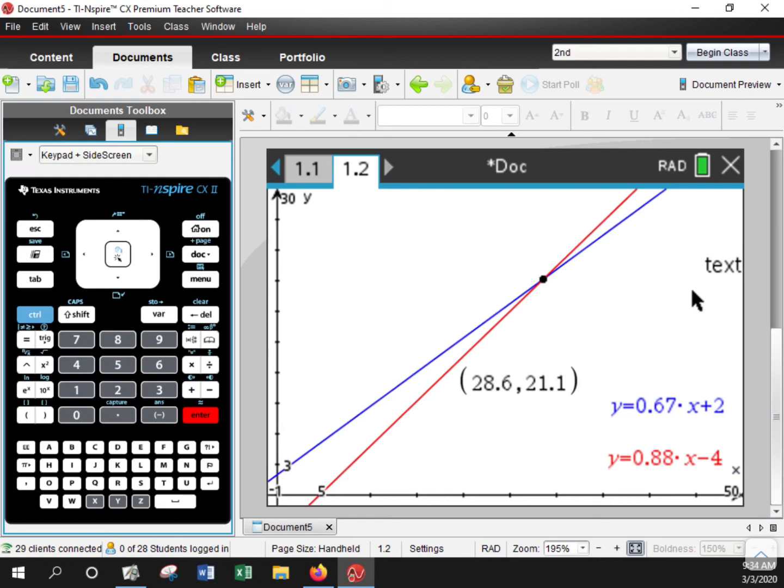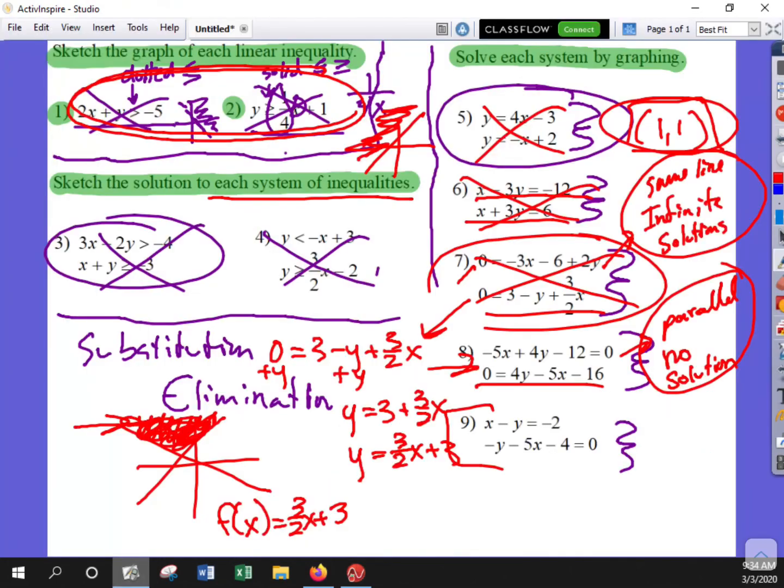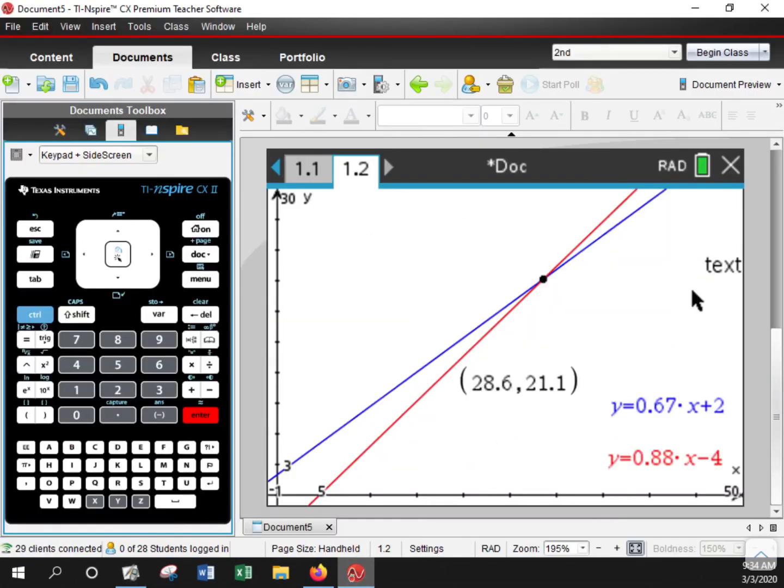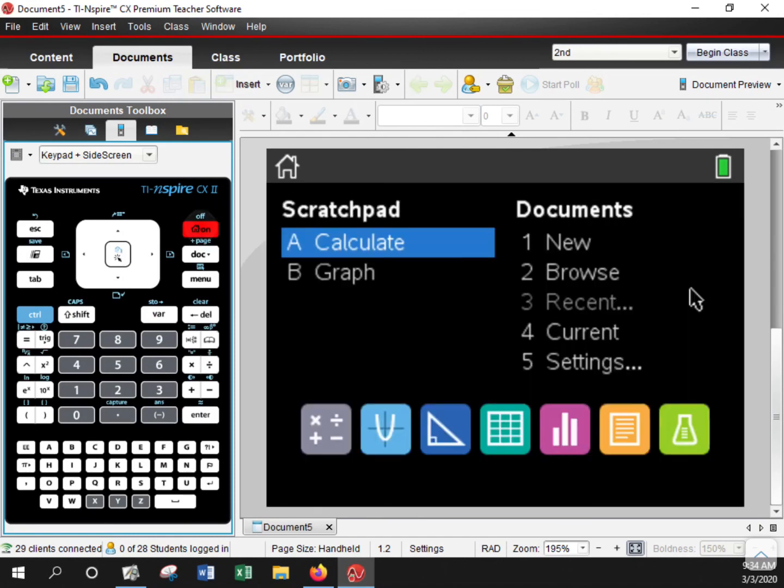So those are some basics about graphing. That's how we graph systems of equations, systems of inequalities, and just a regular linear inequality. And again, that's how you use the calculator to do that.